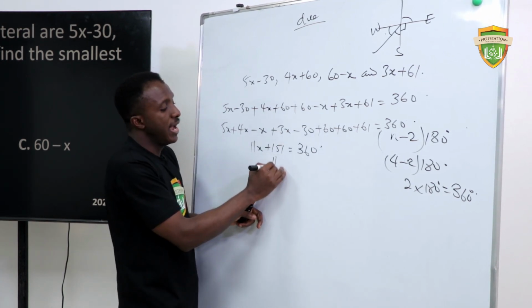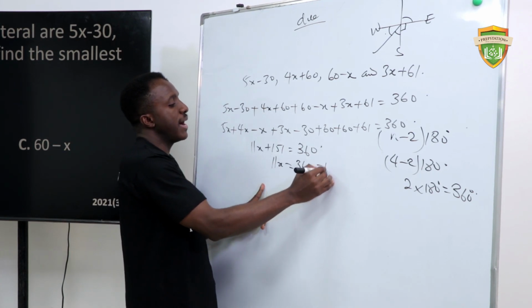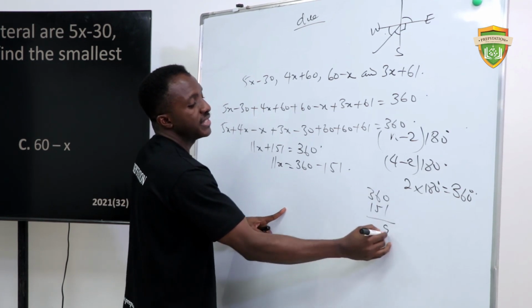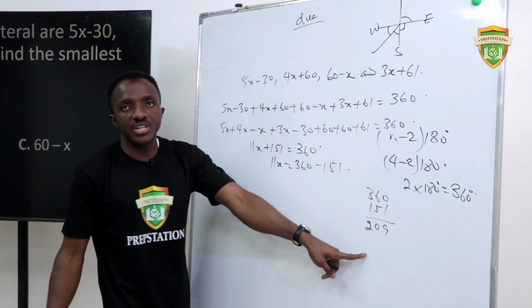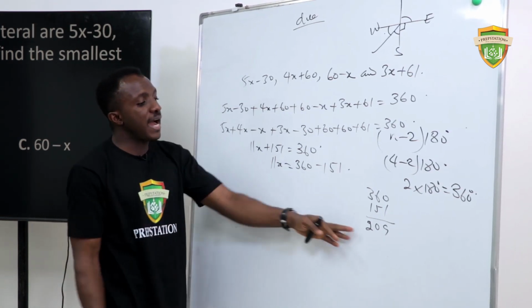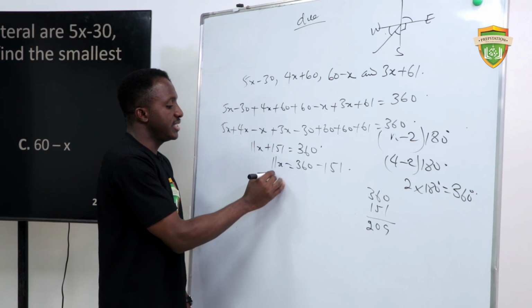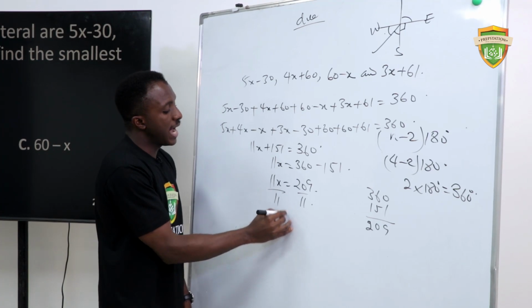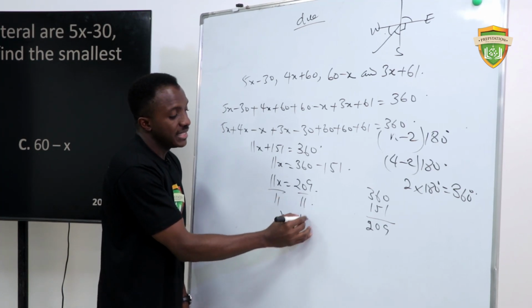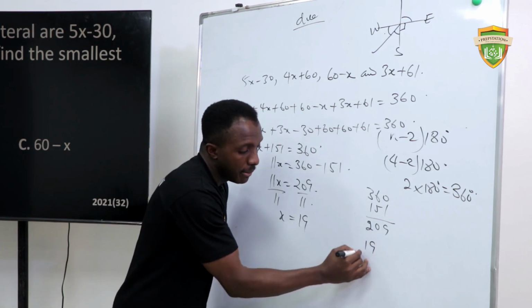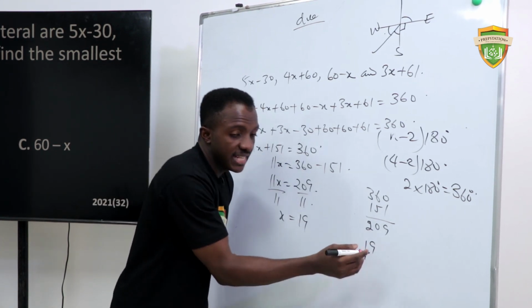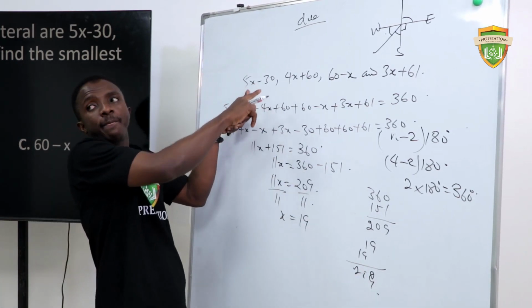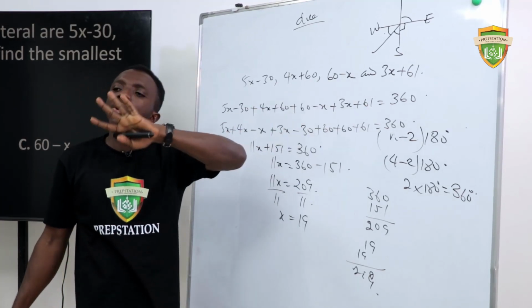So if we take this over here, I have 11x is 360 minus 151. You can do that. 360 minus 151 is 209. So 11x is 209. If I divide both sides by 11, this would give me 19. So 19 times 11 is 209. So x is 19. So we can put that here, the value of x. This is actually a long method, but I'm going to use that.